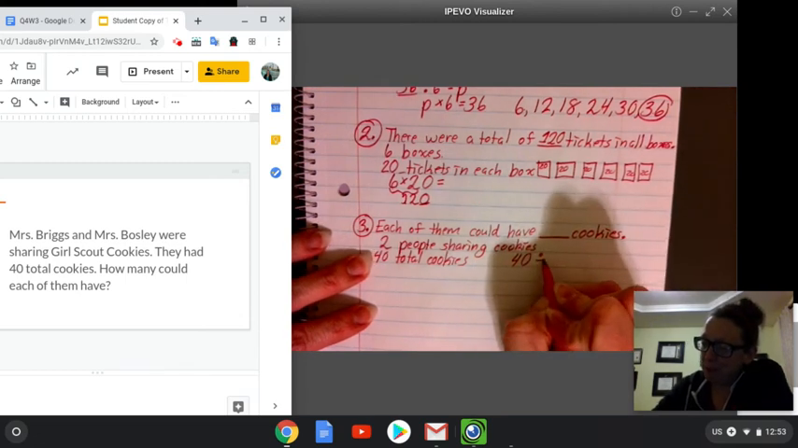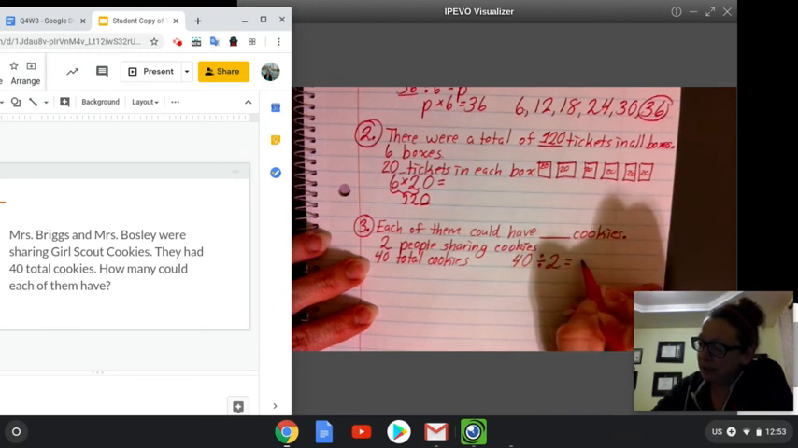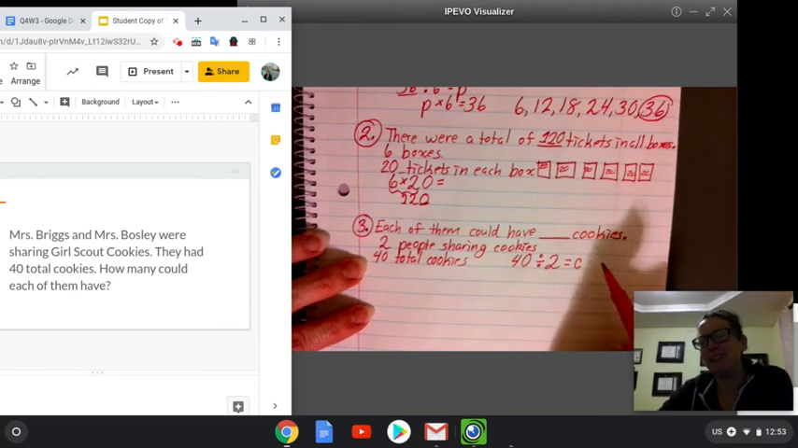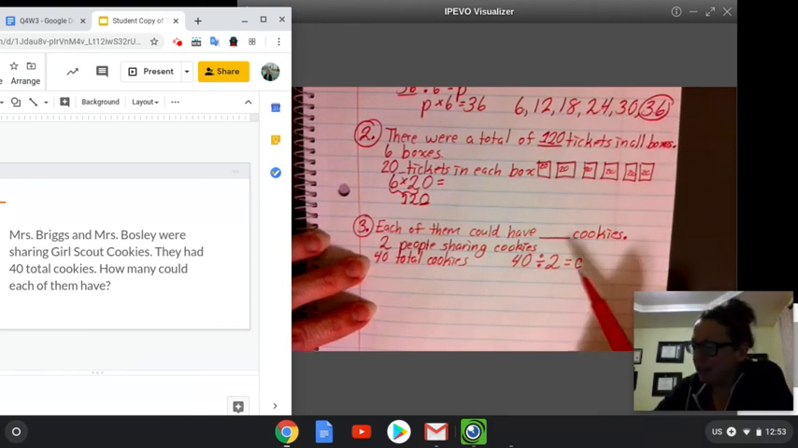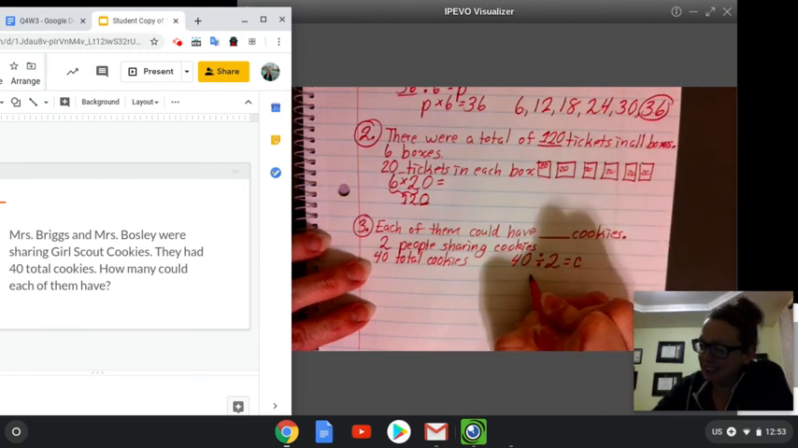That's going to be a division problem. So I have my total, 40 divided by 2 equals how many cookies? And I put a C because I don't know how many cookies yet. So what multiplication equation can we use to help us solve this?